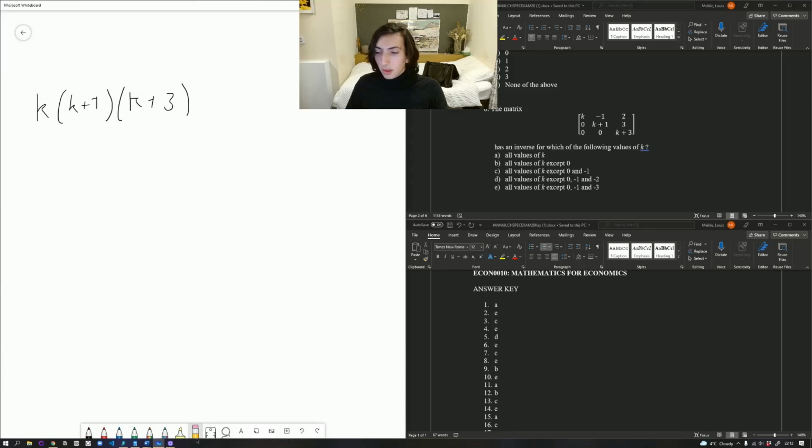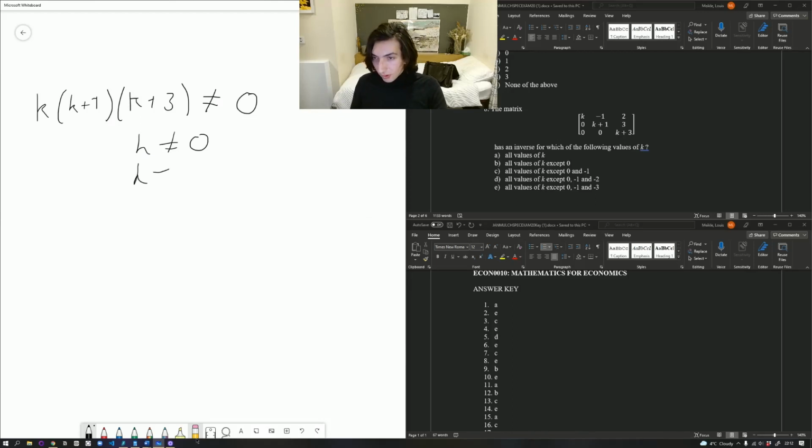So, we know that a matrix is invertible for all values that have a determinant that isn't 0. So we know that this can't equal 0. Now this is essentially like a quadratic, but just the other way around. So in this case, K cannot equal 0, because if it equaled 0, it would be multiplied by 0, and it would equal nothing.